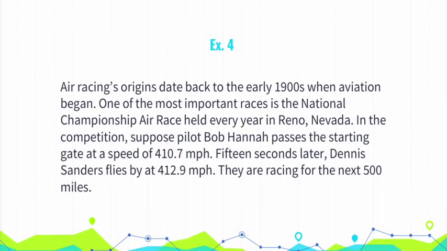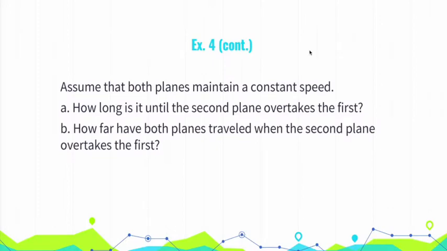So the first plane is traveling at a speed of 410.7 miles per hour. And 15 seconds later, the other one is going at 412.9 miles per hour. So the distance that plane 1 travels is going to be 410.7 times t, where x is the distance that it travels.